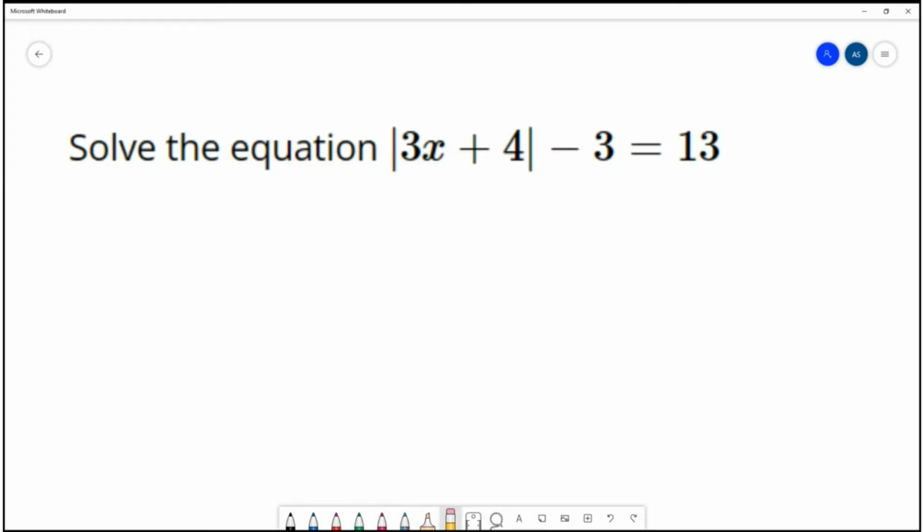We're back to do the next 5 questions on the practice test. This question says solve the equation absolute value of 3x plus 4 minus 3 equals 13.